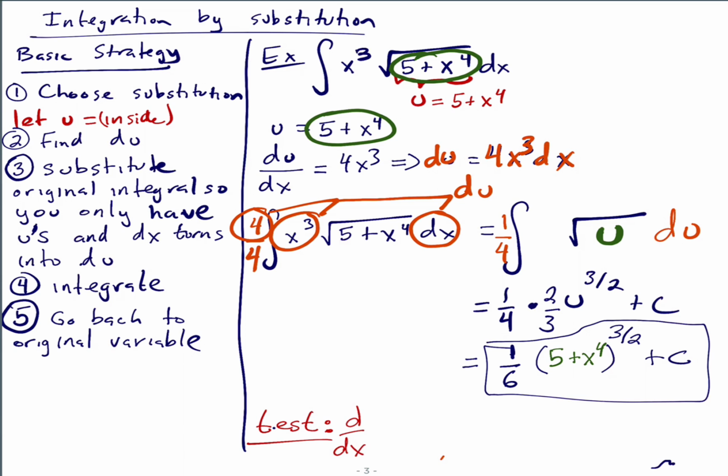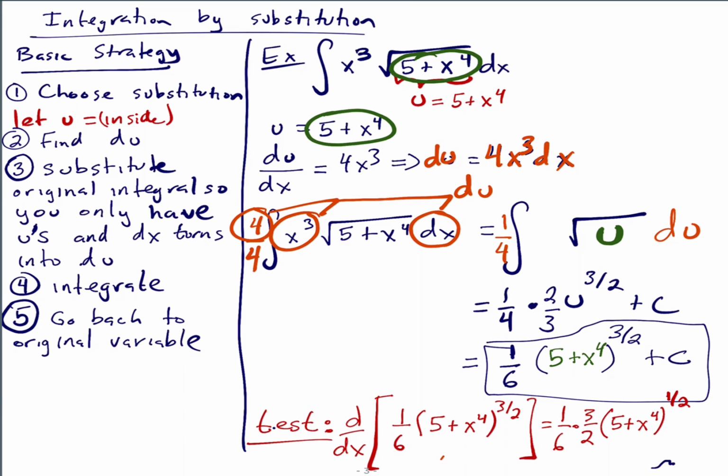If I get the derivative of 1/6 times 5 plus x to the 4th to the 3/2, I'll leave off the plus c just for space. What do I end up with? This would be 1/6 times 3/2, right? Times 5 plus x to the 4th to the 1/2, and then times what else? 4x cubed, right?